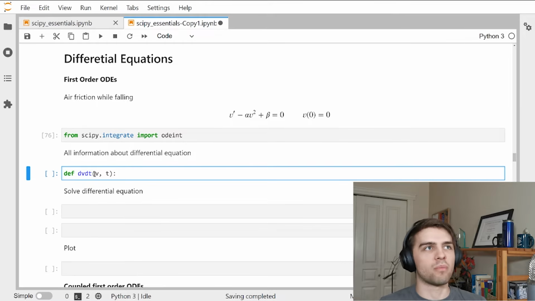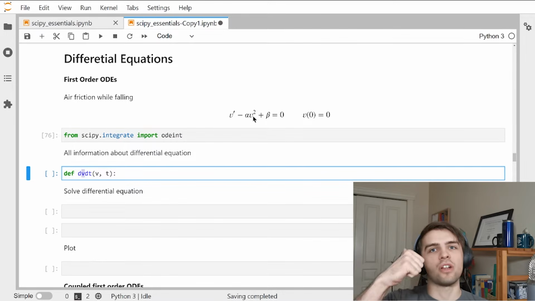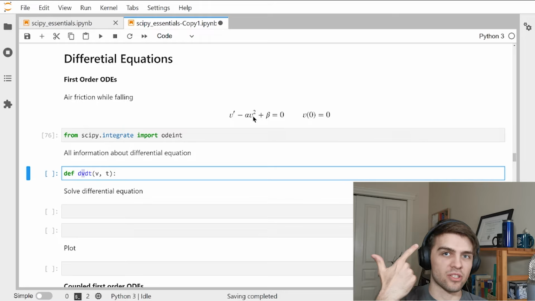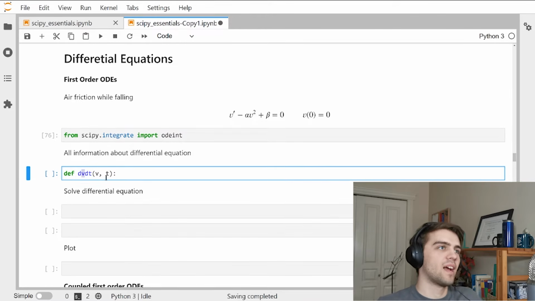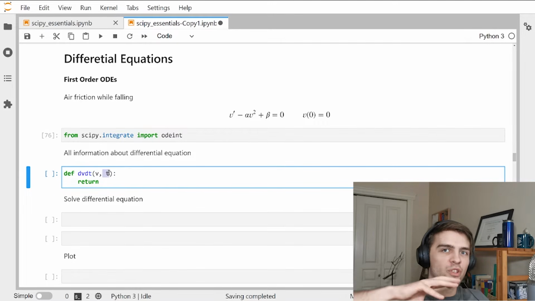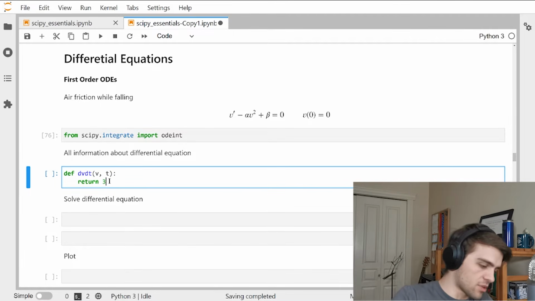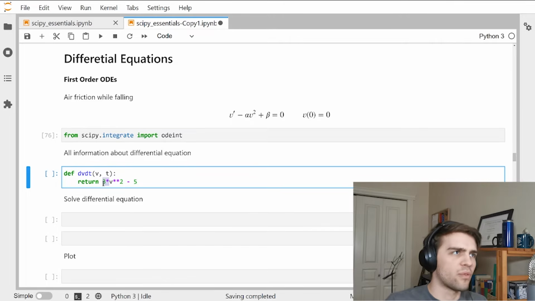If you have a one-dimensional or first order ODE, you have dy dt, or in this case dv dt, that depends on the variable itself and it depends on time, right? In this case, it doesn't actually depend on time, but I need to make sure I still have it here because for the SciPy functionality, the function needs to take in 2 variables, and it returns 3 times v squared minus 5.